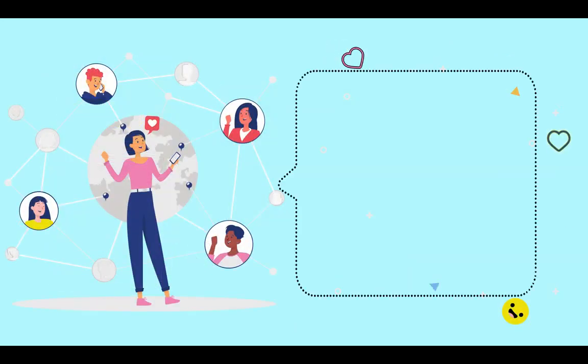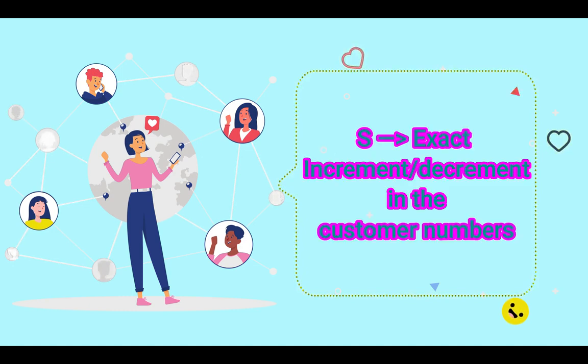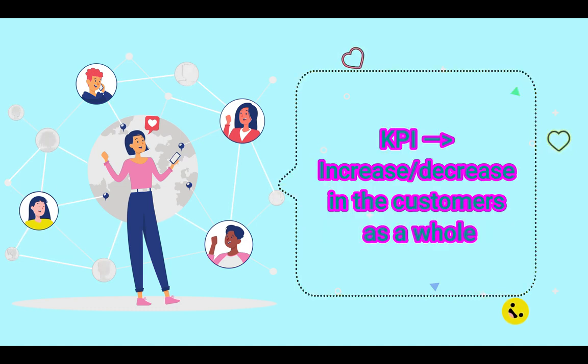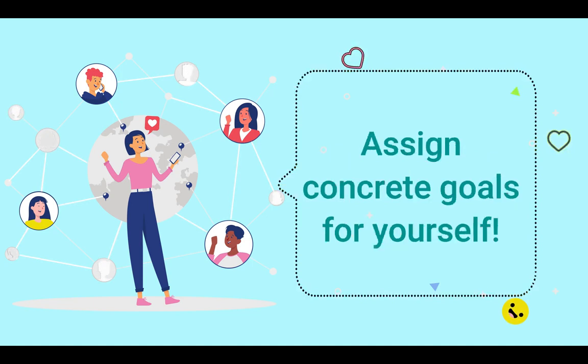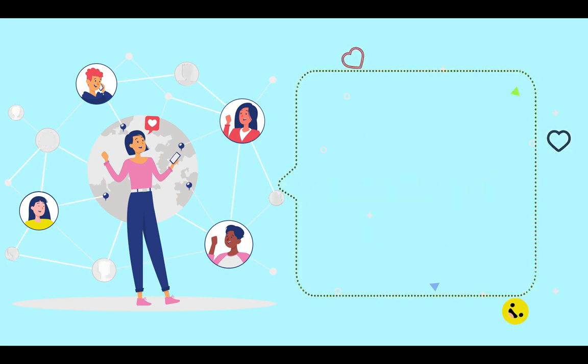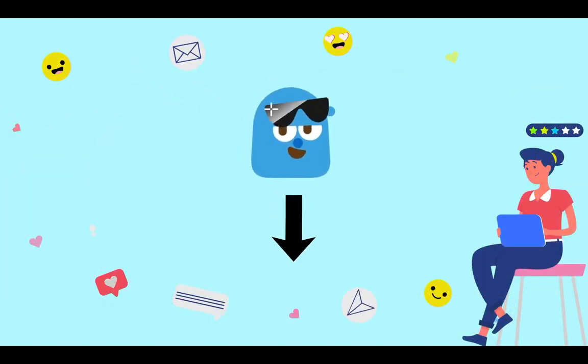Let's take another example. Let's say you are marketing to gain more customers, then the exact increment that you are expecting could be your S, meaning that is the specific goal, and the increase in the customers is a KPI. For such a goal, you should have a rough idea of the market you can capture, and based on that, you can assign a concrete goal for yourself. To find out how to estimate market size, take a look at my other video. I have put all the links in the description below.